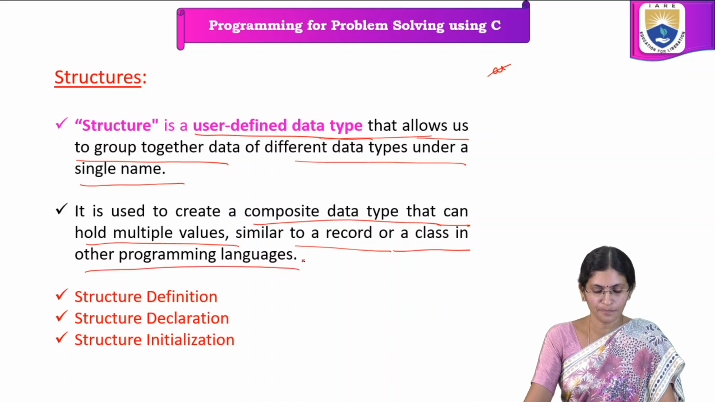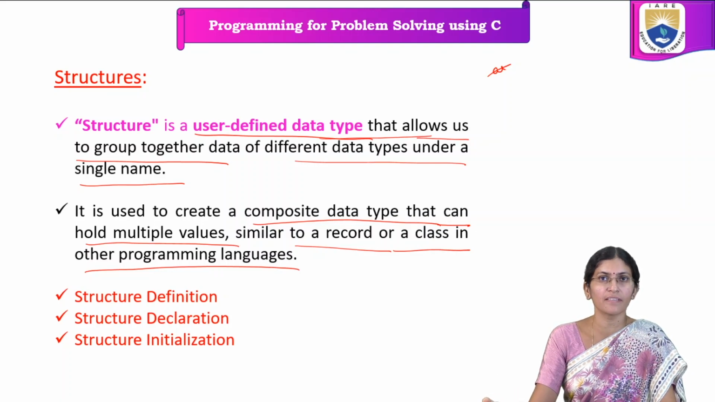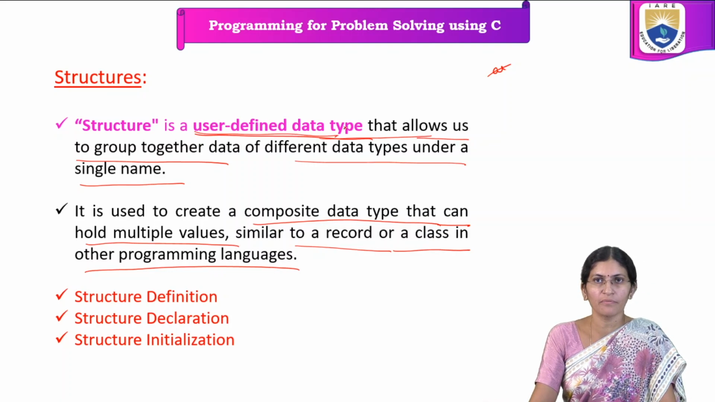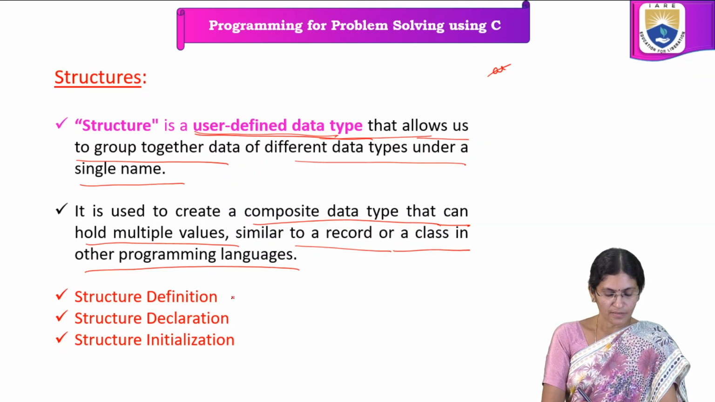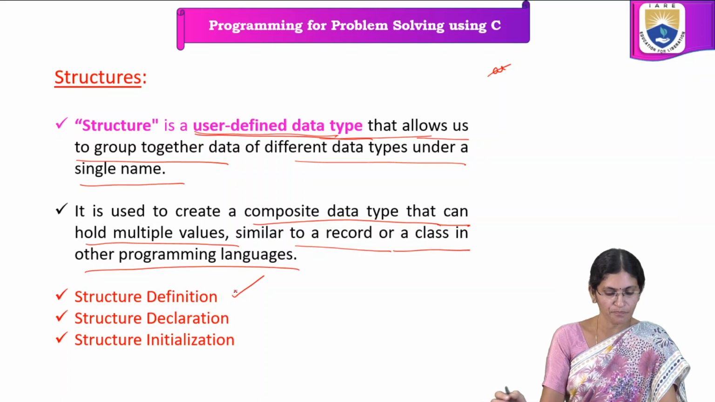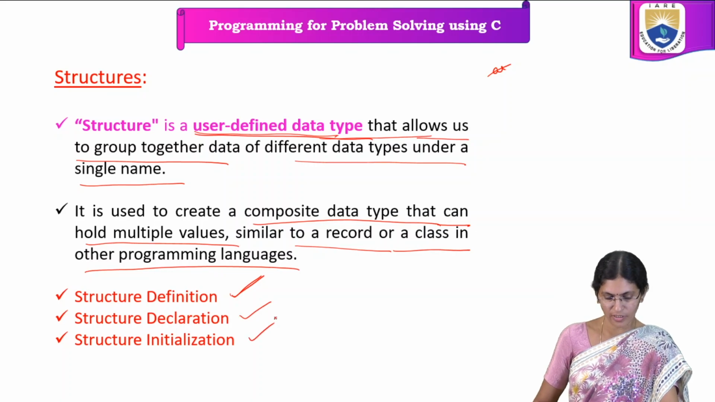So coming to structure, this is how we can summarize the definition of structure: it is a user defined data type which allows us to group together data, or you can say variables, of different data types under a single name. So in this video lecture, in order to actually use the concept of structures in programming languages, we need to know what is the structure definition, how to declare a structure variable and how to initialize the structure variables.